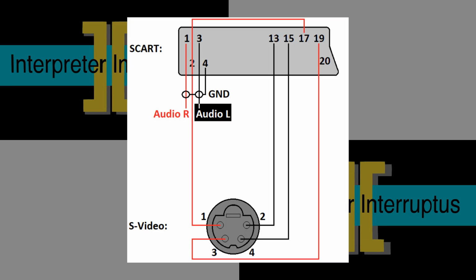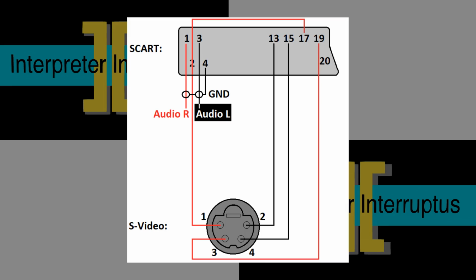Here we have the layout of the SCART and the S-Video cable. I removed the in and out switch from the schematics to keep it simple. At the bottom is the S-Video connector. Pin 1 of the SCART is for the right side of the audio, red, and 3 is for the left side of the audio, white. And the ground for those two is combined on pin number 4 of the SCART.